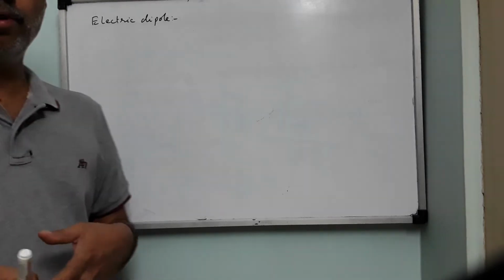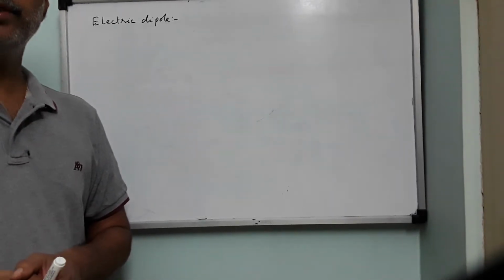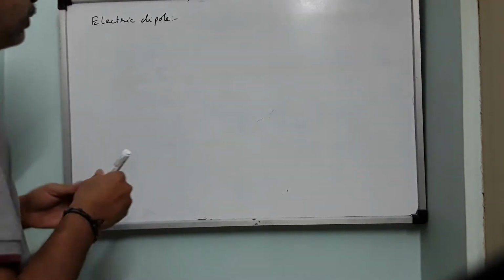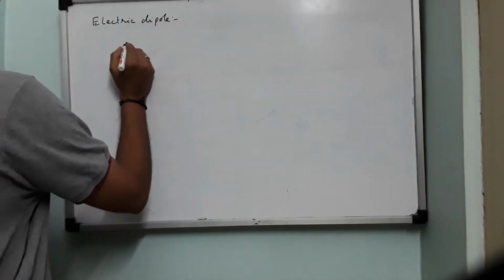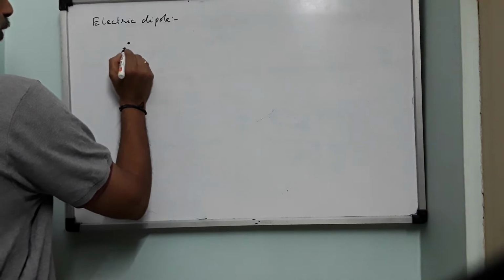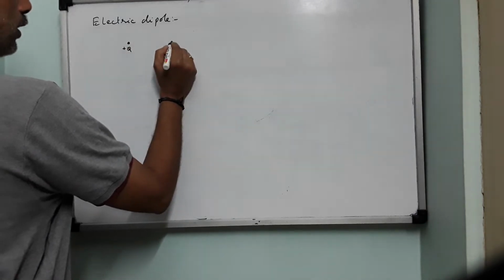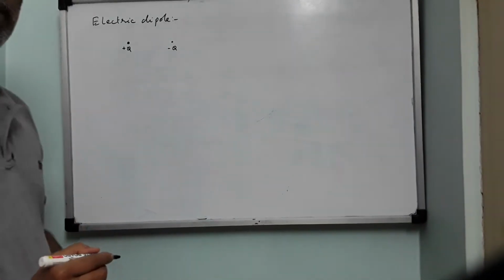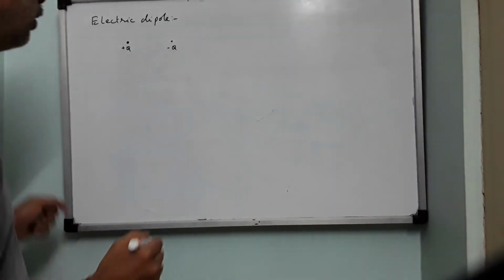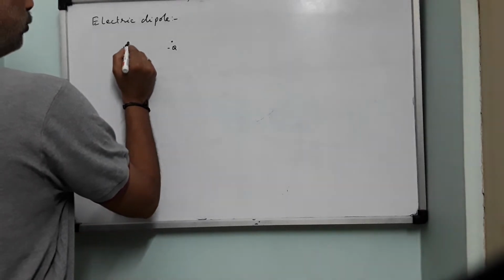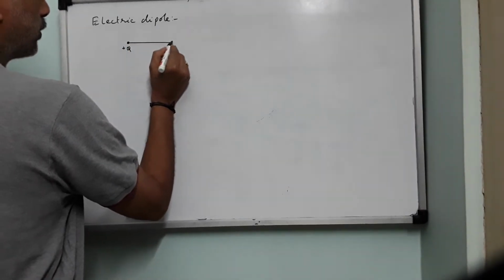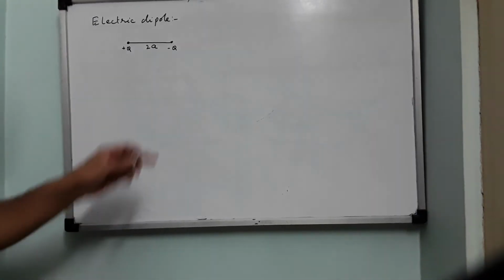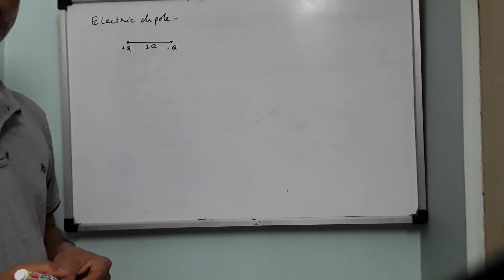So electric dipole means it is the combination of two equal and opposite charges with a small separation between them. So here we have a charge which we call plus Q. Here there is another charge which we call minus Q. These two charges will make an electric dipole. Both of them are separated by a small distance. So the small distance will be what? 2a, twice the value a.